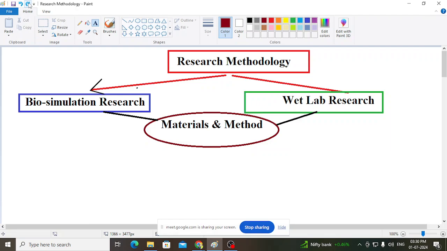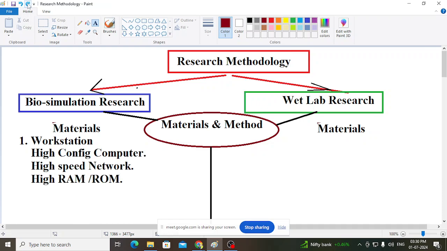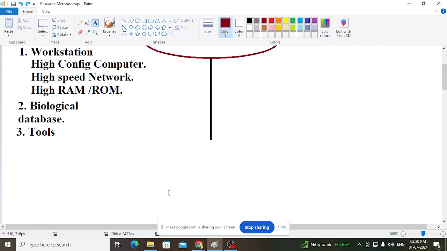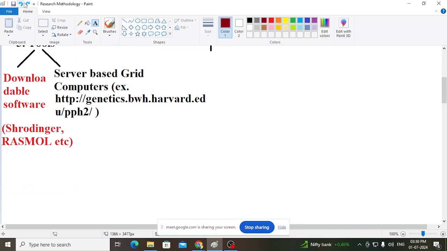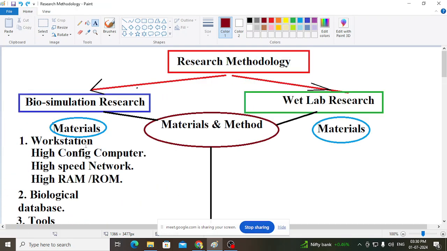So we'll see how these two things are different. When we talk about biosimulation research materials, we need hardware like workstations, high configuration computers, high speed network, high RAM and ROM. Then we need biological databases. Then we need multiple tools, which could be either server based grid computers, or downloadable software. Both the server based computers as well as downloadable software you are aware of.